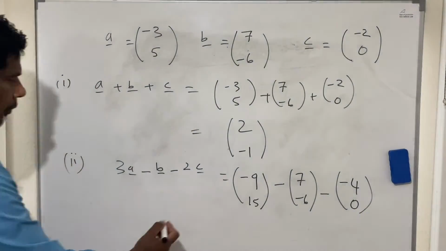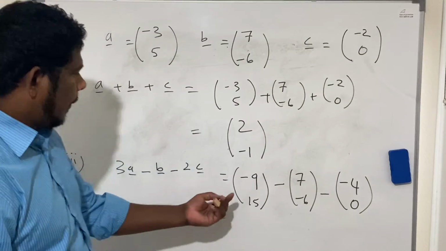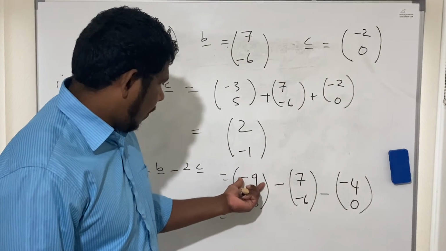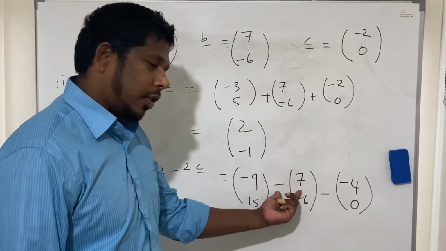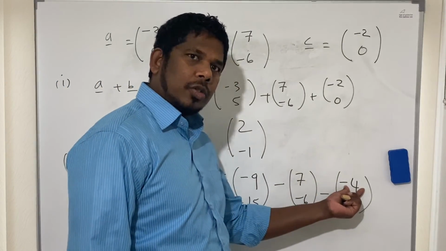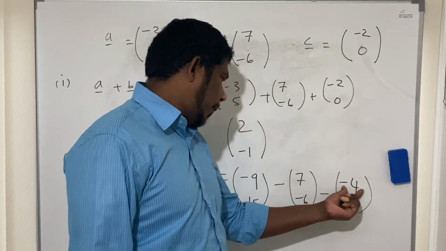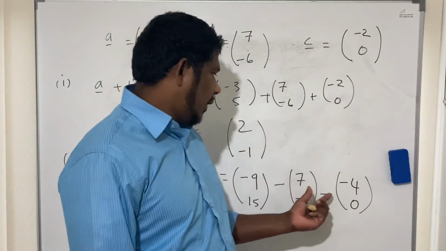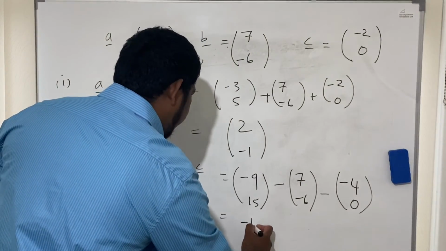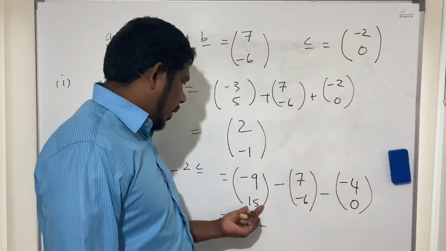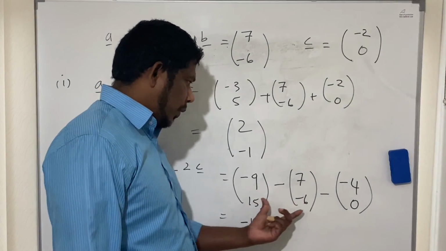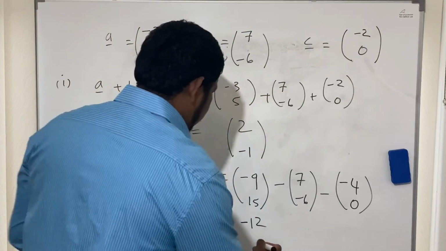Okay, now we do some maths. -9 minus 7 is going to be -16. Minus -4, so it's going to be +4. So -16 and +4 is going to be -12. And 15 minus -6, so it's +6, so 21. And take away 0 is just 21.